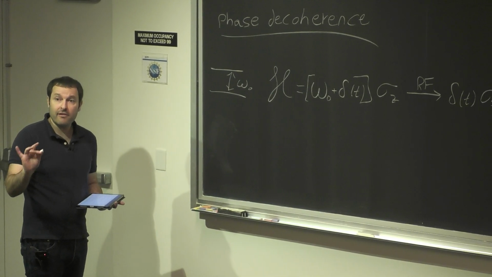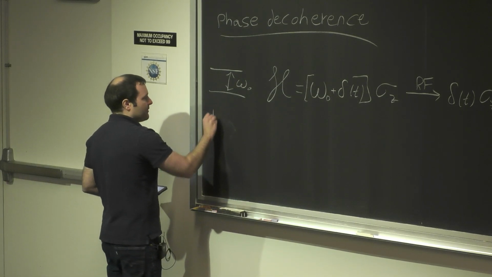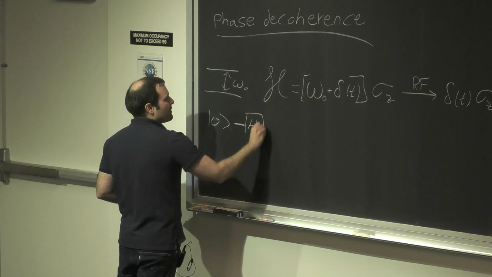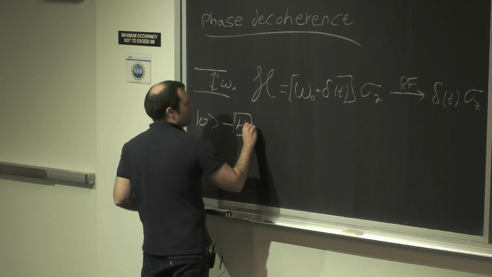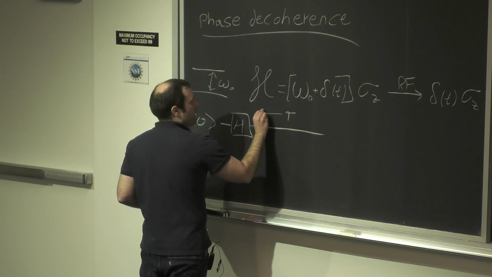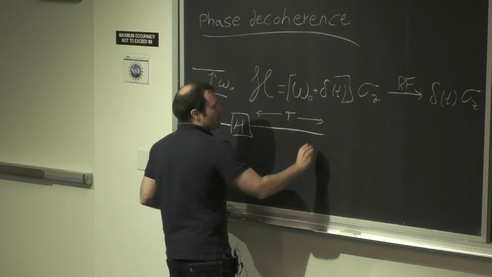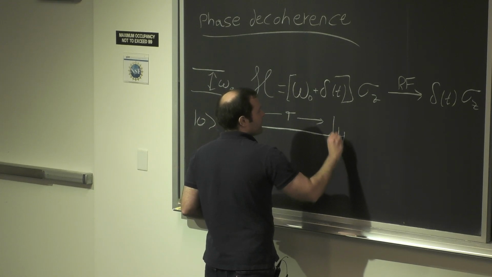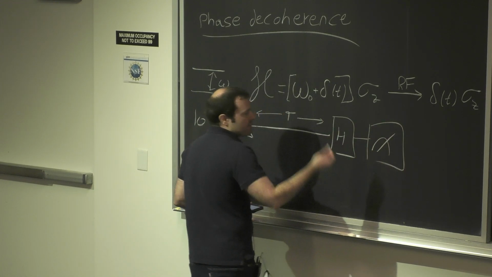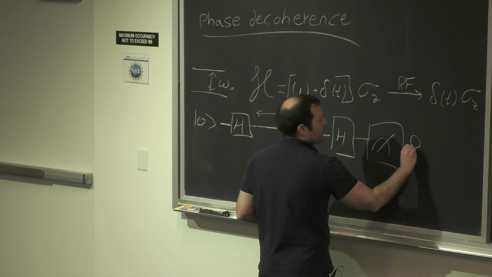So now let's take a very simple circuit. Let's say we start from the ground state. We act with a Hadamard gate, so we prepare an equal superposition. Then we just wait for some time t. And then we do another Hadamard gate, and then we just measure. Right, and let's say we ask what is the probability to be in the state 0.